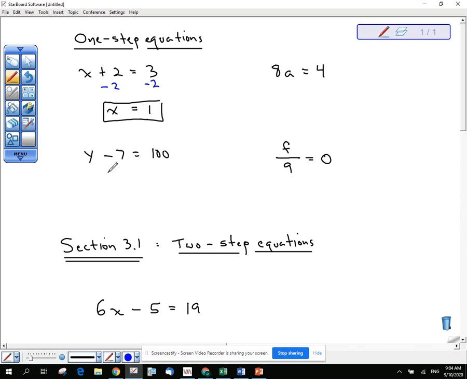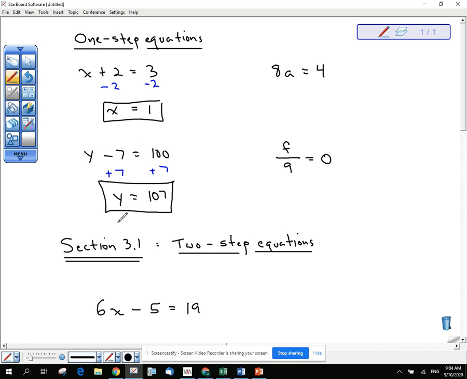If it's subtraction, the opposite operation is to add. Ask yourself what's happening to the variable, and then undo that. The undo operation for subtraction is addition. And this then would be y is 107. And again, you can check that because 107 minus 7 equals 100.